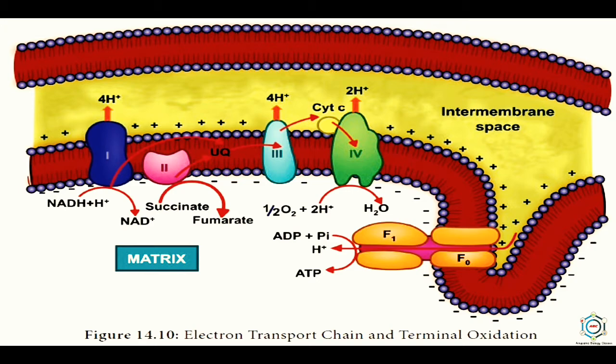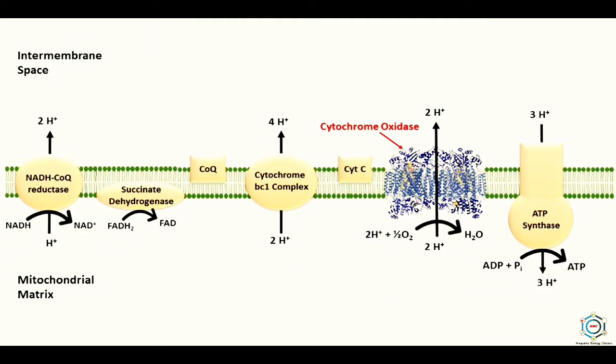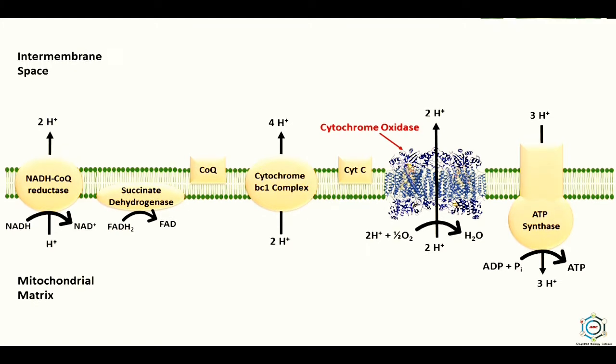So here you can see the electron transport chain and the terminal oxidation. The enzyme cytochrome oxidase is tightly bound to the inner mitochondrial membrane. It contains inseparable cytochrome A and A3 components and also some polypeptides that contain 2 copper ions. Both iron and copper undergo reversible changes in their oxidation states during electron transport by cytochrome oxidase. So this is all about the electron transport system.